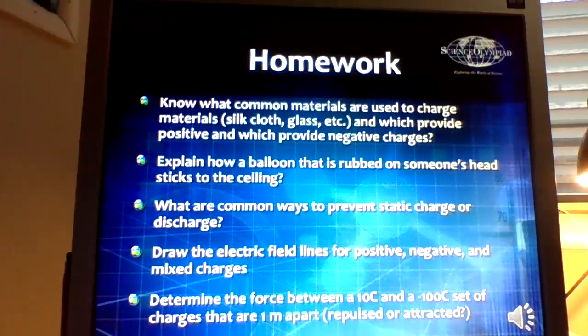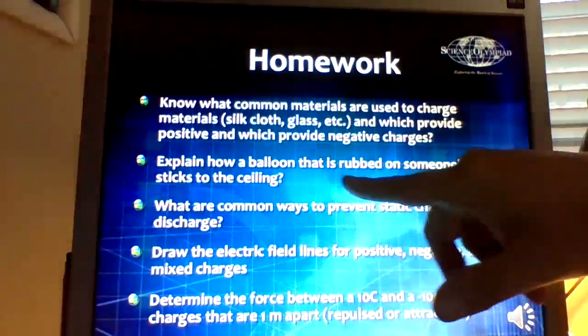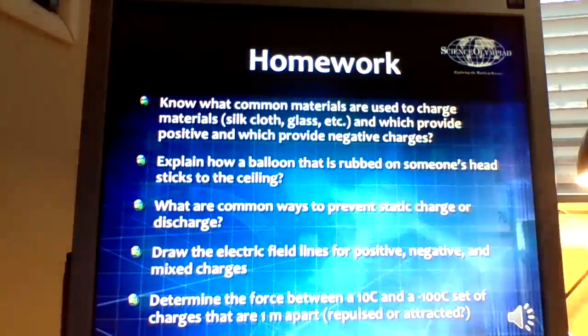A couple of the homework questions are used to know what the common materials are used to charge materials: silk, cloth, glass, etc. Keep in mind, Benjamin Franklin was famous for his experiments involving taking a glass rod and a silk cloth and transferring the electrons from one to the other. Talk about how you can do positive and negative and which one provides negative charges. Explain how a balloon that is rubbed on someone's head sticks to the ceiling.